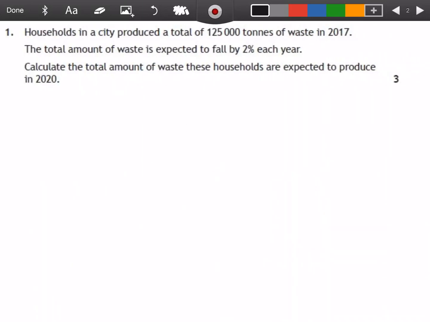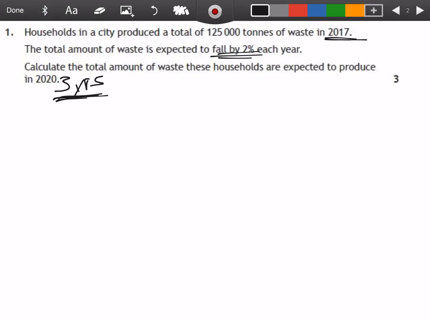Right, okay. Households in a city produce a total of 125,000 tonnes of waste in 2017. This amount is expected to fall by 2% each year. So the amount is to be reduced by 2% each year. Calculate the amount of waste in 2020. Okay, so first of all, quite often in these questions they say after 3 years or after 4 years. So just remember, we're talking about 3 years then, because it says that's the amount in 2017. What is it 3 years later?